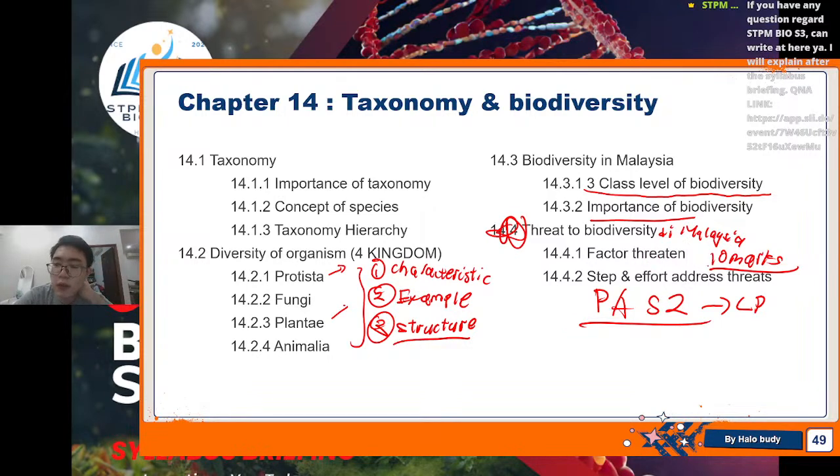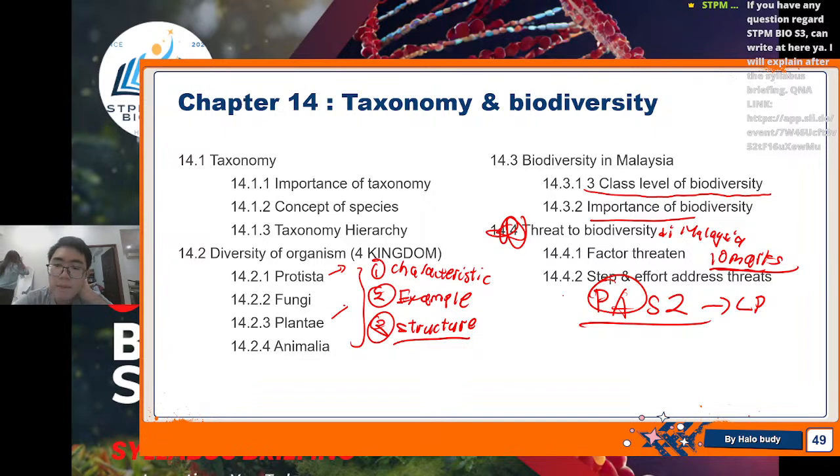It is very easy to answer, but also very hard to score because the marking scheme will be very strict like PA one. Marking scheme in SPM biology, I think you guys already know how the examiner marks it. So it is very easy to answer, but also very hard to score. So I suggest you find the factors and steps that are a very biological approach, not the general approach that normal people would give.